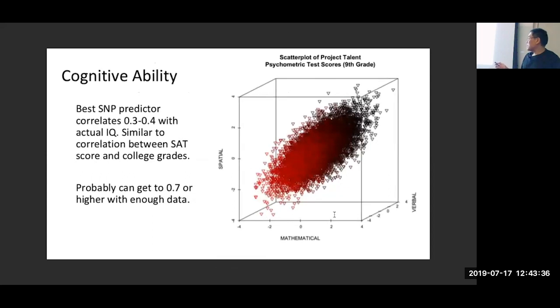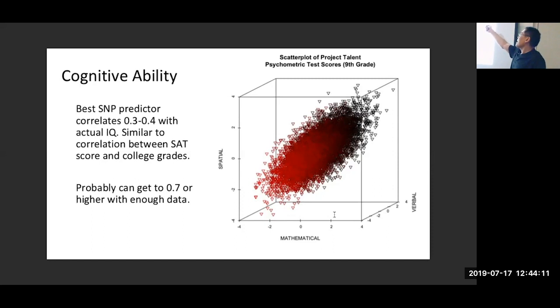Okay, now I want to spend a little bit of time on the controversial trait. This is data from a project called Project Talent, which was done by, I think, basically education researchers. They psychometrically tested 100,000 American ninth graders. This axis is their mathematical ability, this is their verbal ability, and this is their spatial ability. You can see that they don't fill out this cube uniformly. They actually lie on an ellipsoid, which means that there are intercorrelations between math ability, verbal ability, and spatial ability.